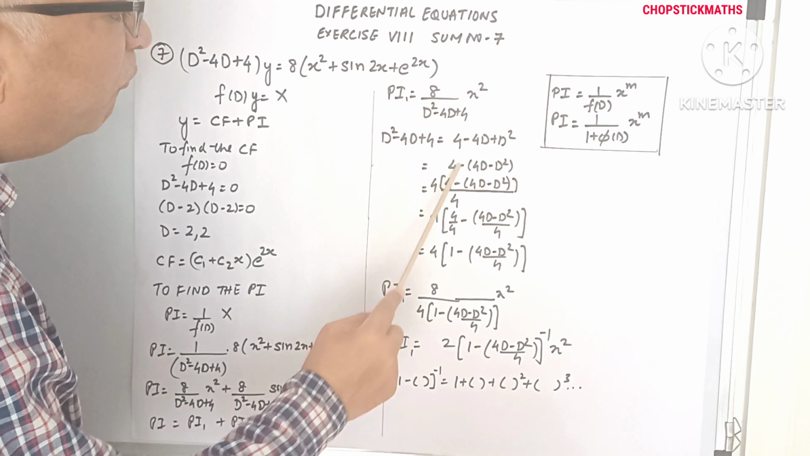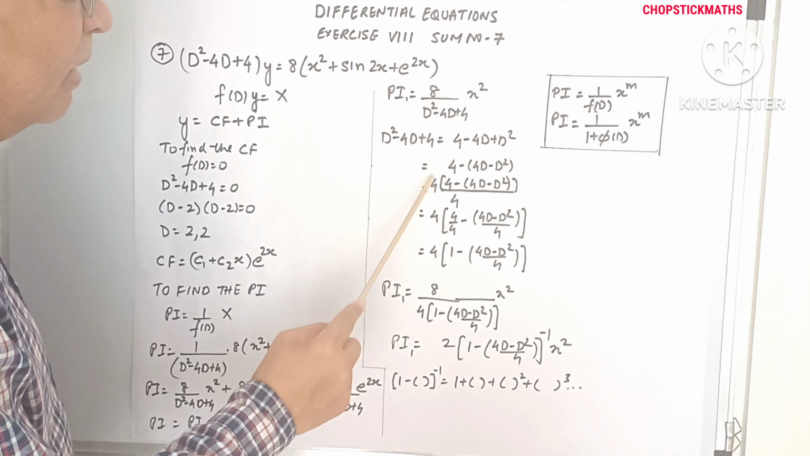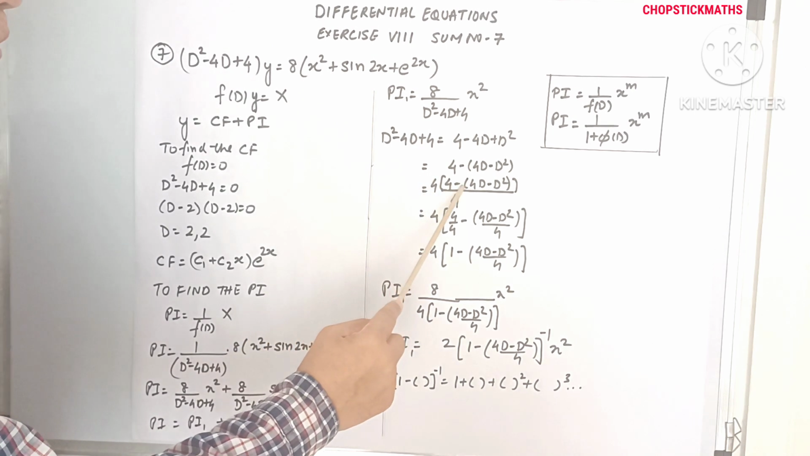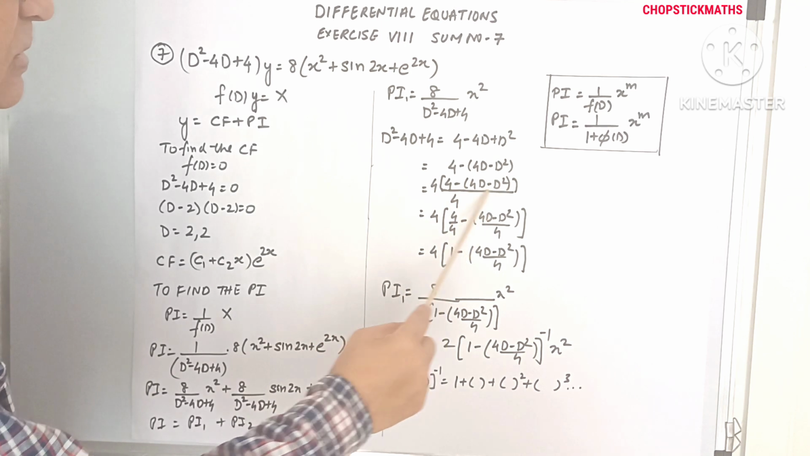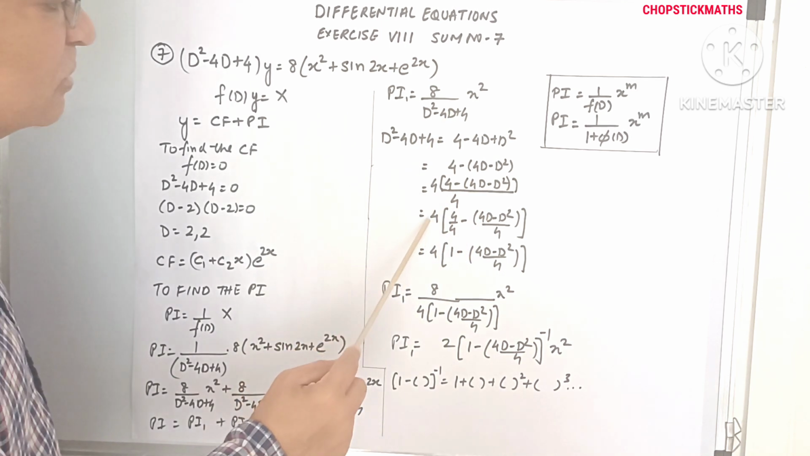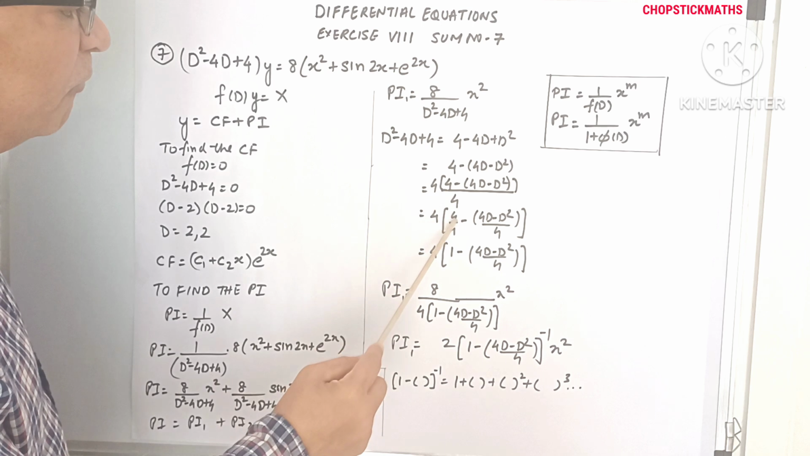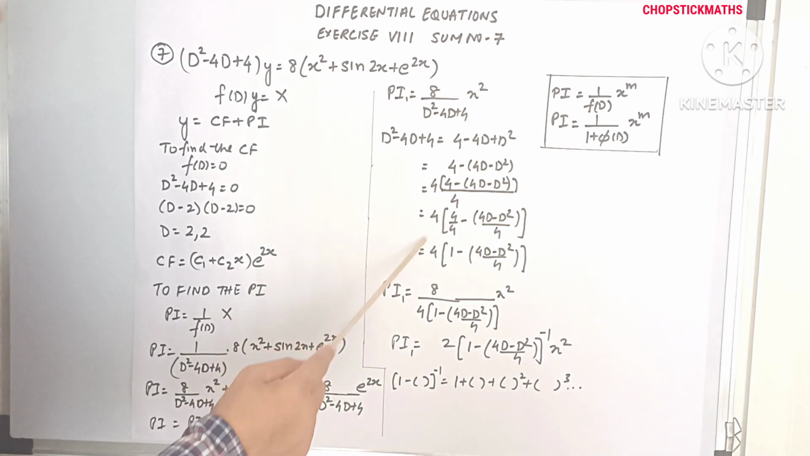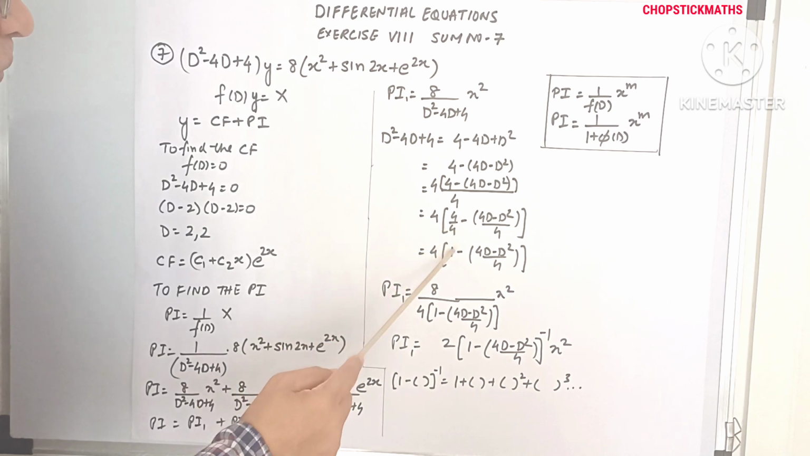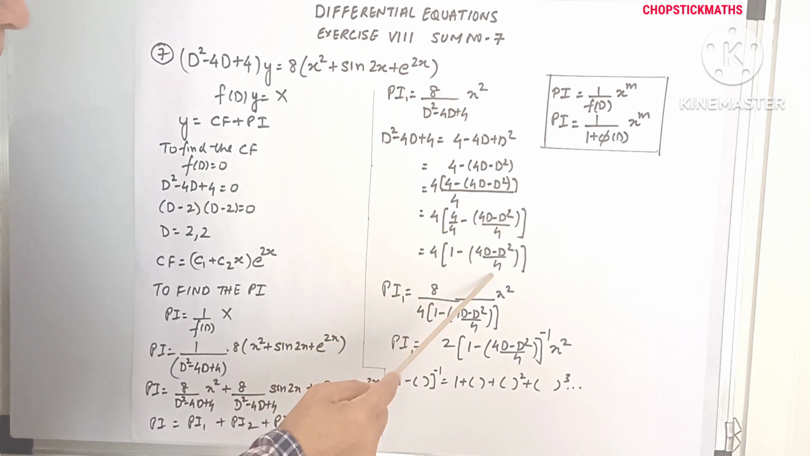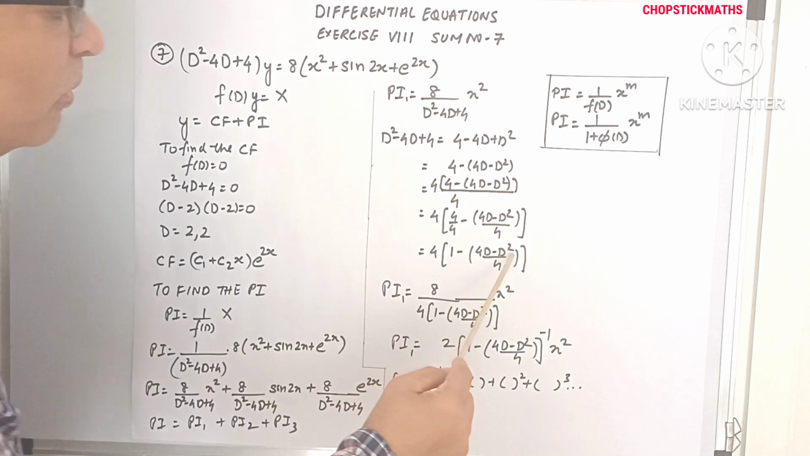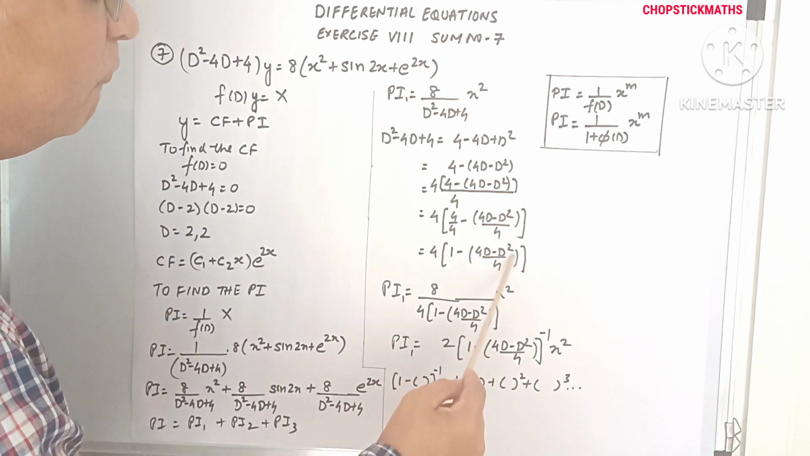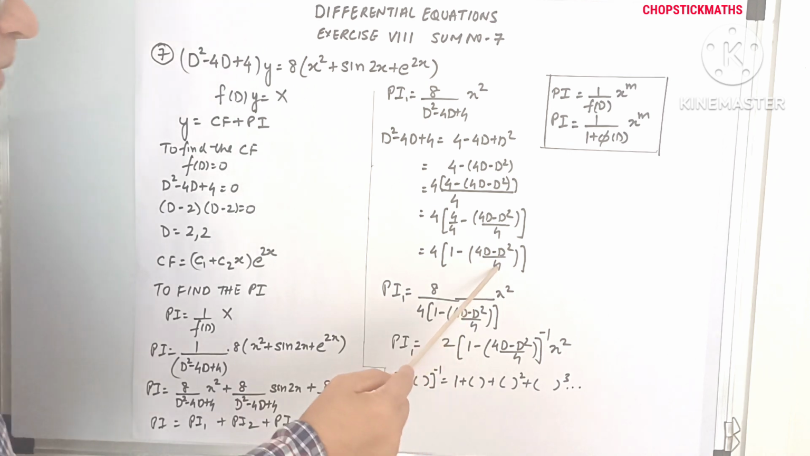Now we'll have to get a 1 here. So to get a 1, we'll have to multiply and divide by 4. So this will be 4 into (4 − (4D − D²)) upon 4, which is 4 into (4 upon 4 − (4D − D²) upon 4). Now 4 and 4 would cancel, giving 4 into (1 − (4D − D²) upon 4). Now this is of the form 1 plus phi(D), where phi(D) is −(4D − D²) upon 4.